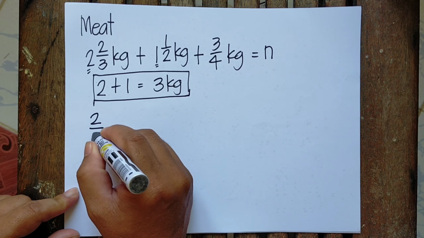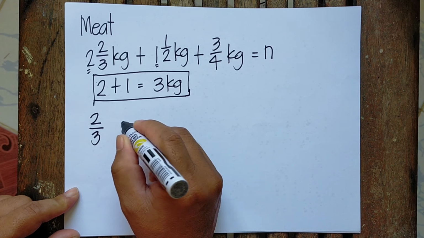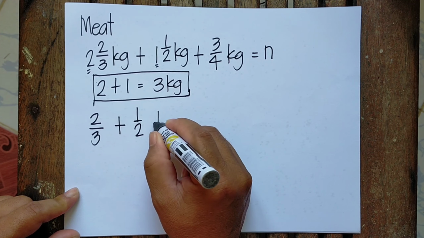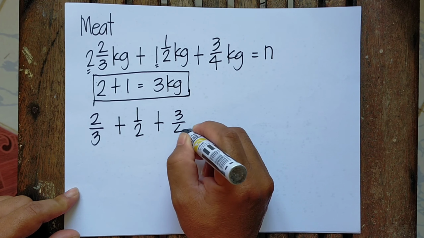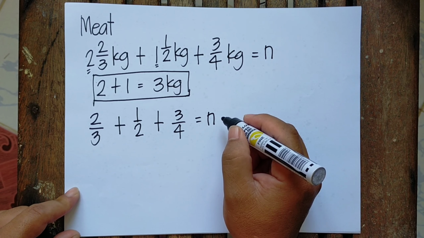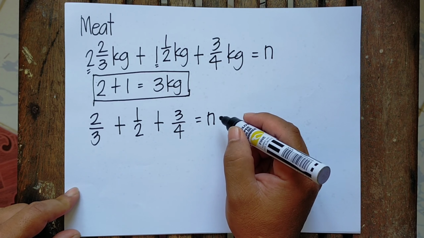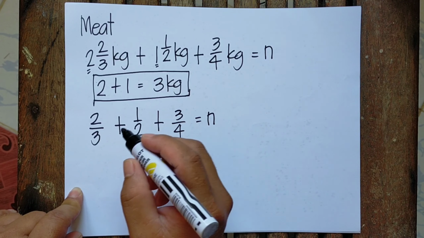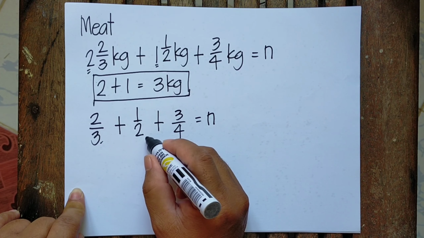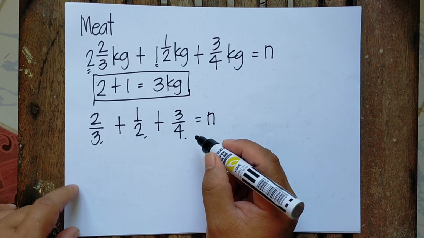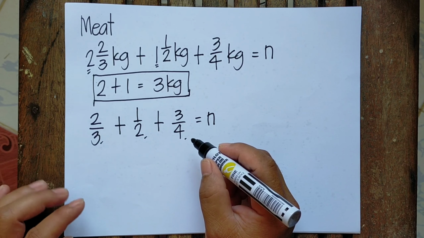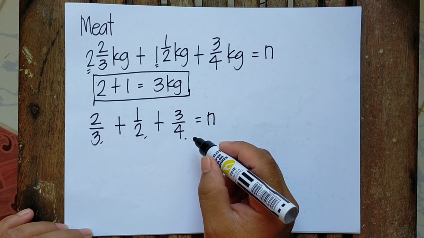Our fractions are 2/3 plus 1/2 plus 3/4 equals n. Now, in this case, you will notice that our fractions are dissimilar. So over here, the denominator is 3, another denominator is 2 and 4. So they are dissimilar. So what we're going to do is to change these dissimilar fractions into similar fractions.